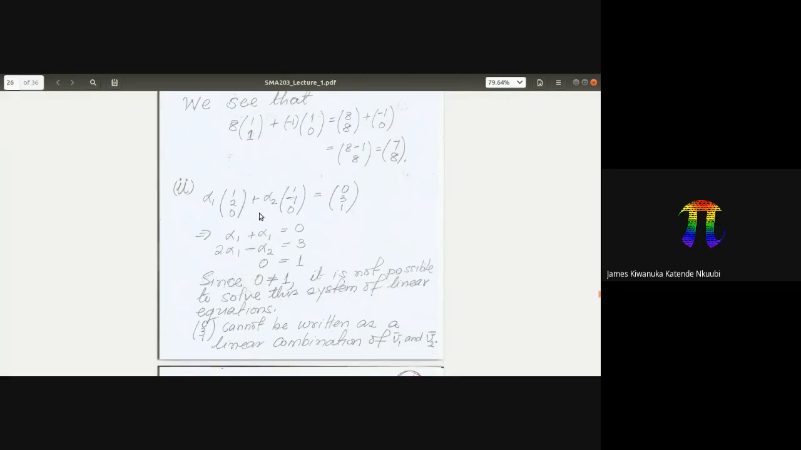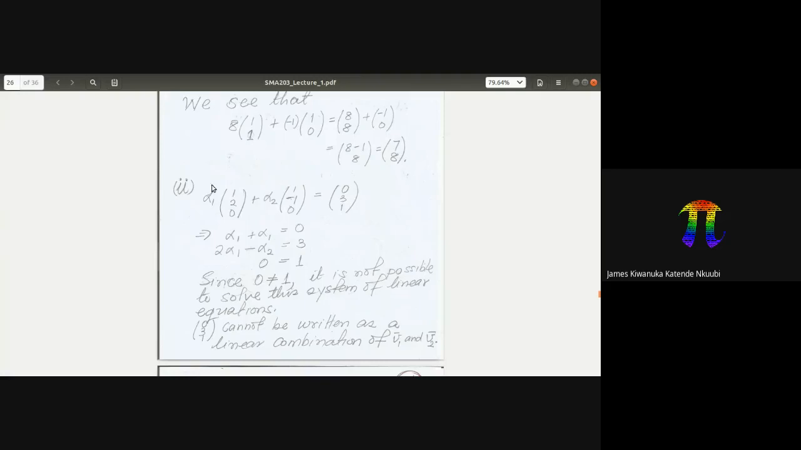So if we check this setup, we do something similar to what we did in the first part. We look for scalars alpha 1 and alpha 2 such that (0, 3, 1) is equal to alpha 1 v1 plus alpha 2 v2, where v1 and v2 are as given. If we set up the system, we end up with a problem because the last equation here says 0 is equal to 1.